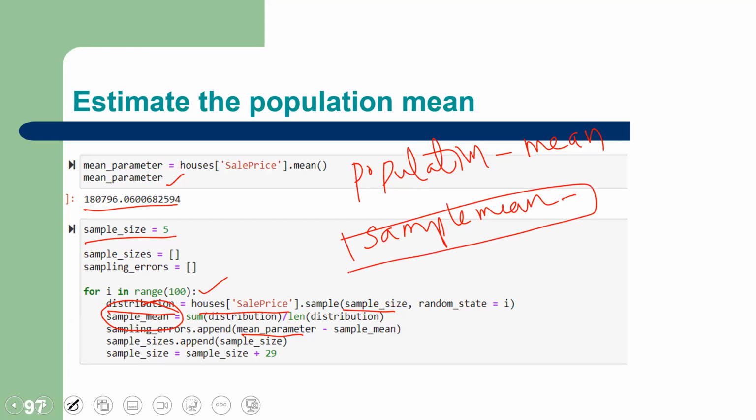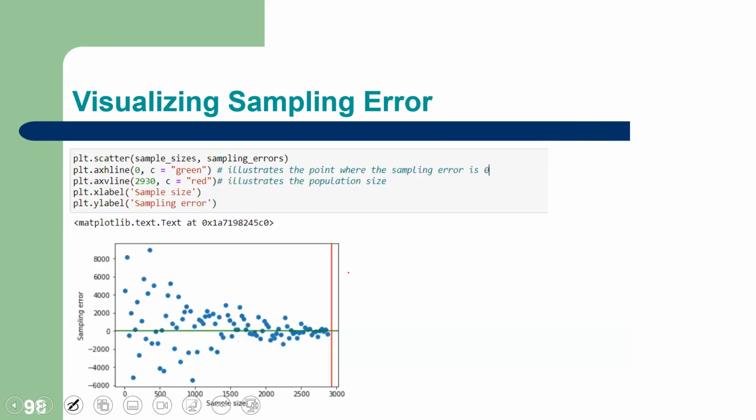Now I want to plot this. If you see this, this is my plot and how it looks. What is happening here? All these data points are nothing but the sampling errors.